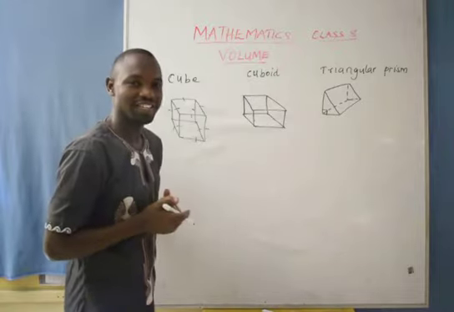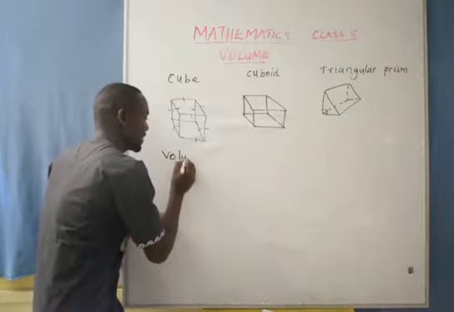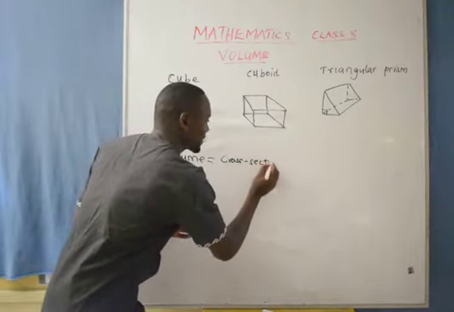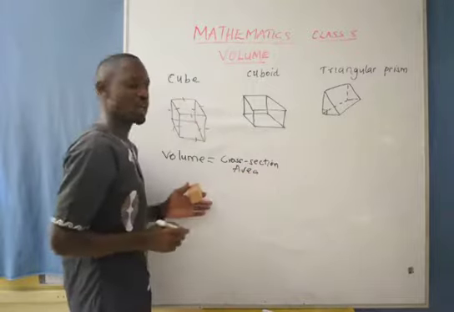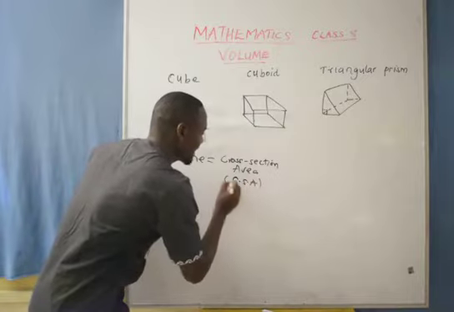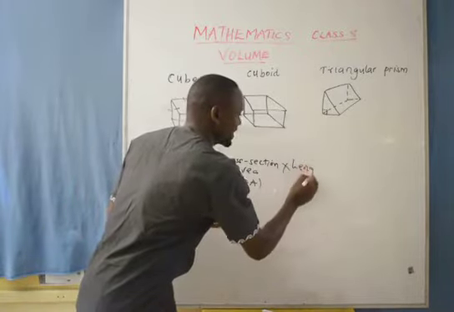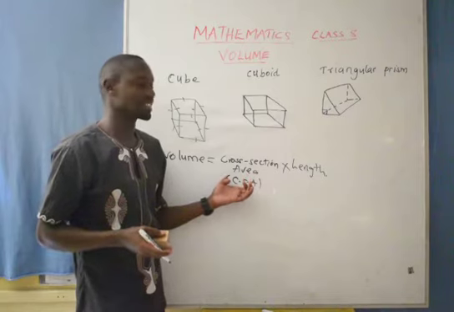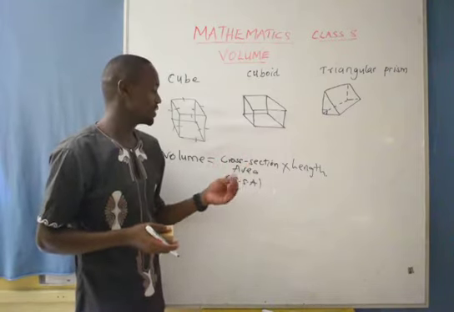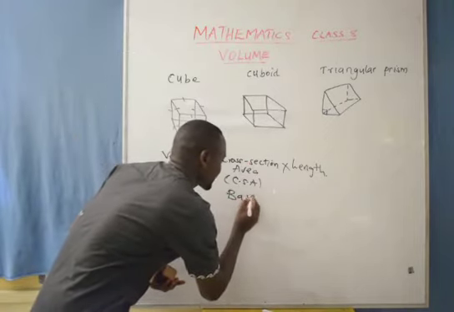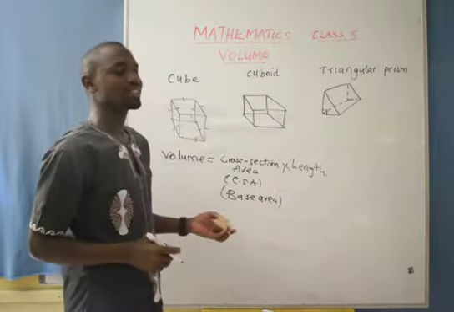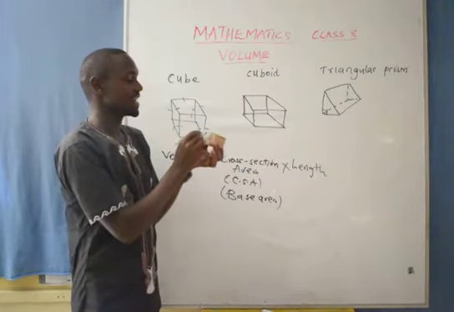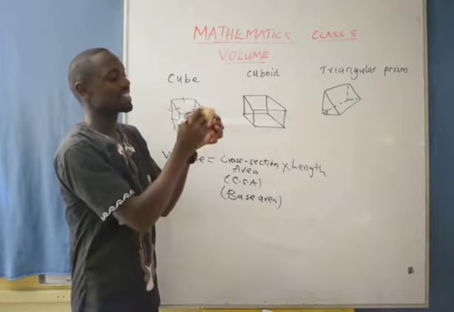Now, the general formula for getting the volume of solids is given by the area of the cross-section, which is basically written as the cross-section area times the length. The length is the uniform length of that solid. You take the area of the cross-section, which is also called the base area. It is called the base area because it is the area of the base. Once you place your solid this way, the area that is in contact with the ground is the base area. So you take the area of the base times the height.